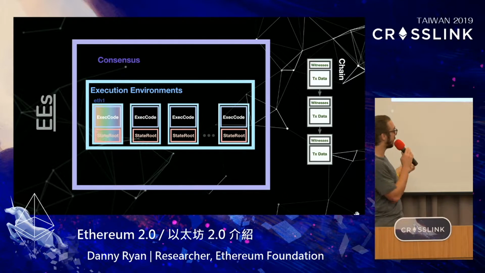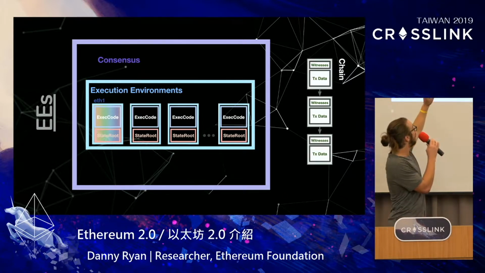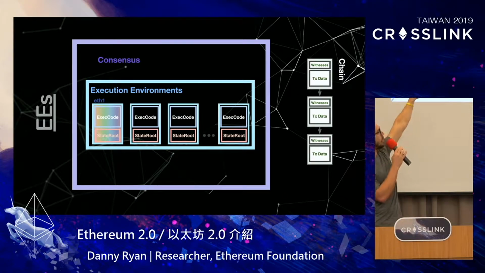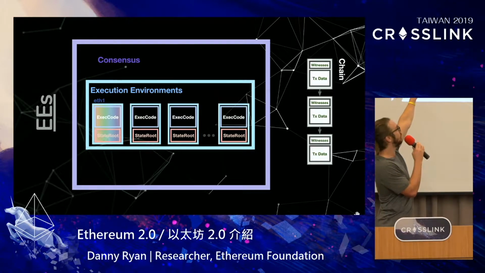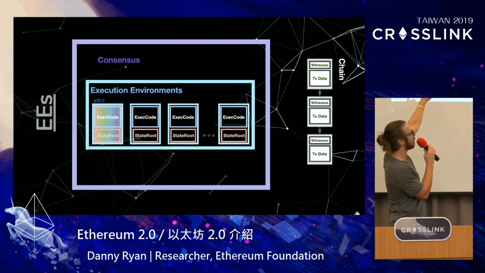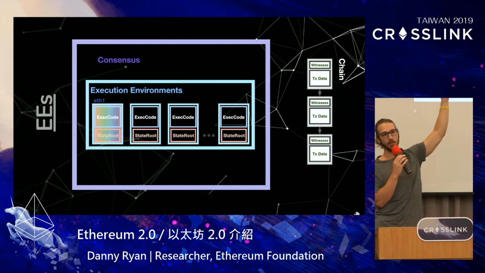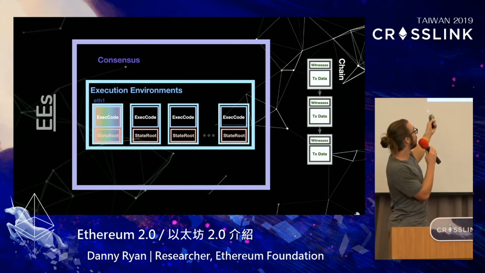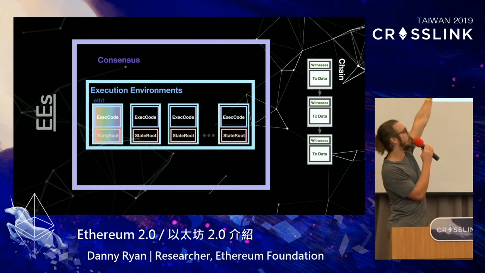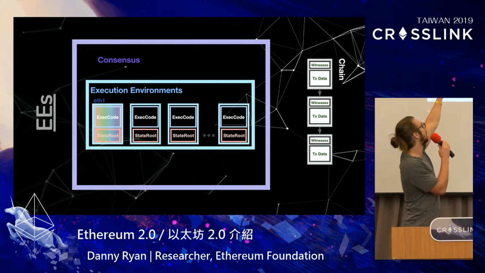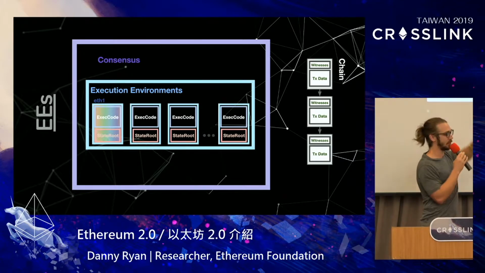And one of the really nice things here is that it gives us a nice migration path for Ethereum 1 into Ethereum 2, because we can actually fork Ethereum 1 into Ethereum 2 as an execution environment. So essentially take the existing state root of Ethereum, put it into here with an EVM interpreter and Merkle witness verifier as the execution code.